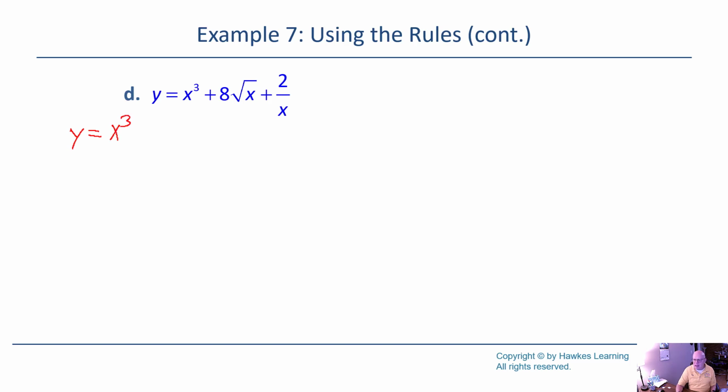X cubed, that looks like it's ready. That's no problem. How about this square root of x? Rewrite it as x to the 1/2, and then it's ready for the power rule. Anytime you can switch something so you can use the power rule, you're in business. And the last one, you've seen this before. That x in the denominator becomes x to the minus 1. Then you're ready for the power rule.